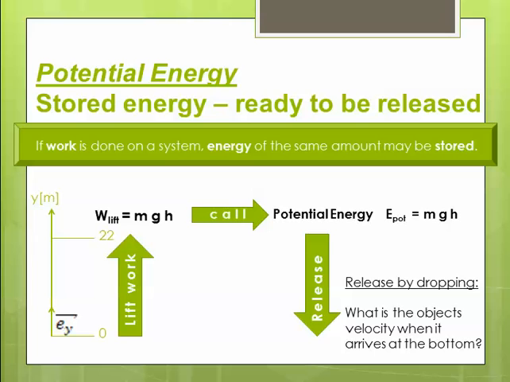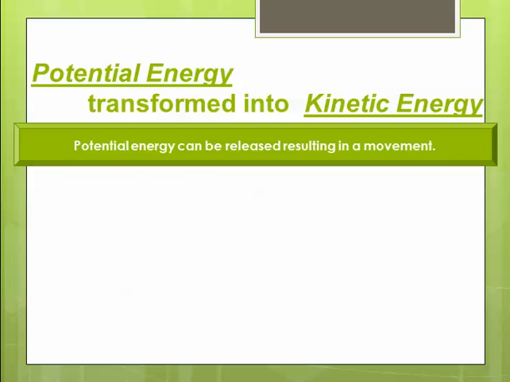Now what I would like you to do is calculate the velocity of the body when it arrives at the bottom. So remember, we had the potential energy. That was the energy of the body when it was resting at a certain height. And now we release the potential energy by letting the body drop. Letting it drop means it starts moving. So potential energy can be released, resulting in a movement.